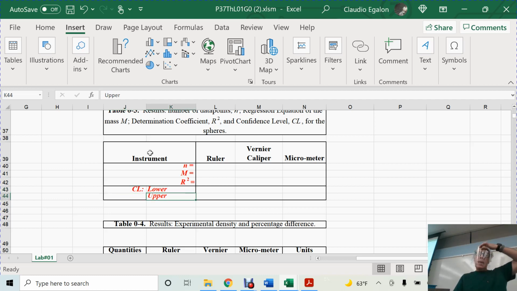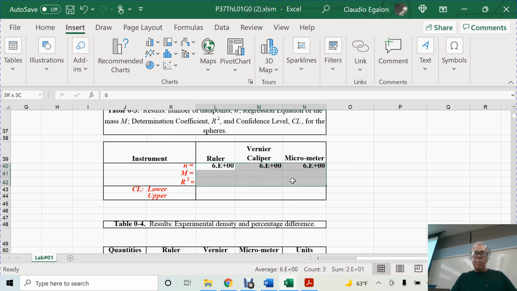So let me explain. What you have to do here first, before you go to the CL, is write down the number n, right? N is going to be 6 for everyone. Fill up this table. Can you do that?